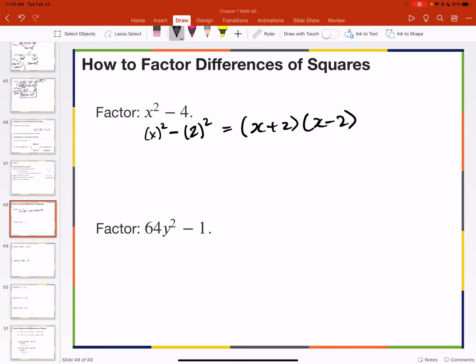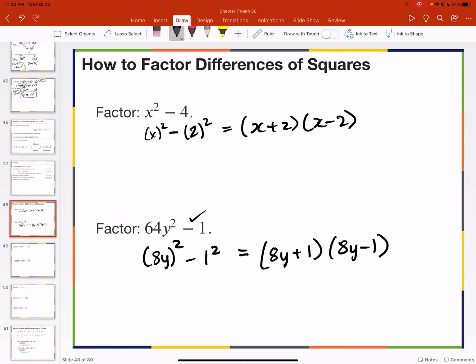Okay, great. Is it a difference? Yes, these are the squares, and that's it. Okay, so 64y squared minus 1. 64y squared is a perfect square, right? Take the square root of it, it becomes 8y. Minus, and then 1 is just the square of itself, right? So now that I have it like that, I can write 8y plus 1, 8y minus 1. You'll get to be so good at these, you can just bypass this step and go straight to here, okay?